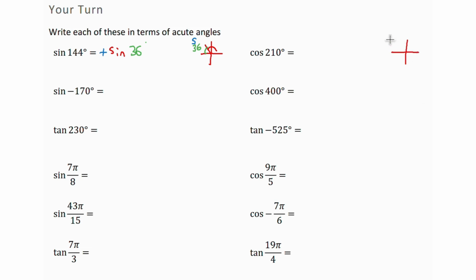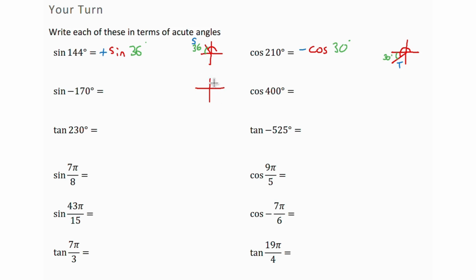Cos of 210 degrees is down here. So the acute angle to the x-axis is this angle here. From 180 to 210 is 30 degrees. So this is related to cos of 30 degrees. Because we are in the tan quadrant, cosine is going to be negative.